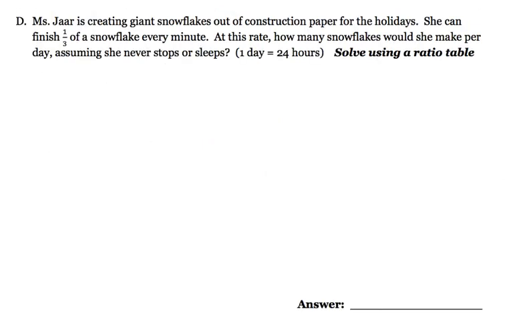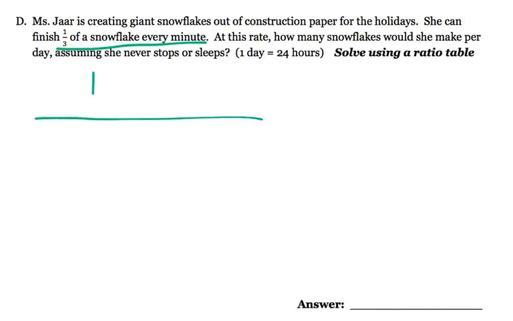Okay, next. The last one I'm going to show you is D. You can figure out E on your own. But this problem is bigger because it says Ms. Jar can finish 1/3 of a snowflake every minute, like those paper snowflakes that she cuts out. At this rate, how many snowflakes would she make per day? So there's a lot of minutes in a day. There's 1,440 minutes. So I don't want to just keep adding 1/3 that many times. That's just not a fast strategy.